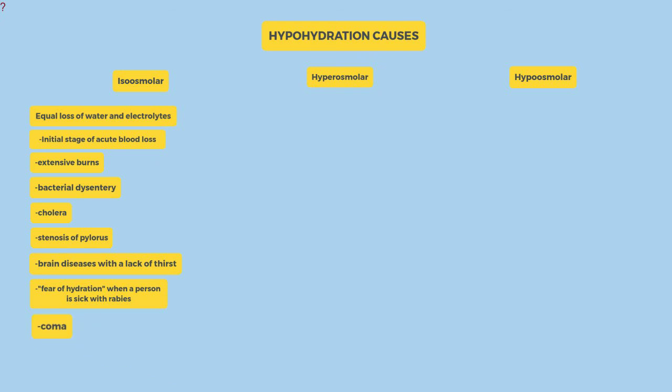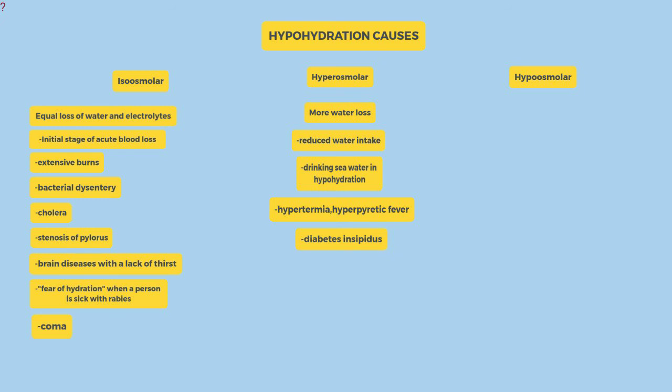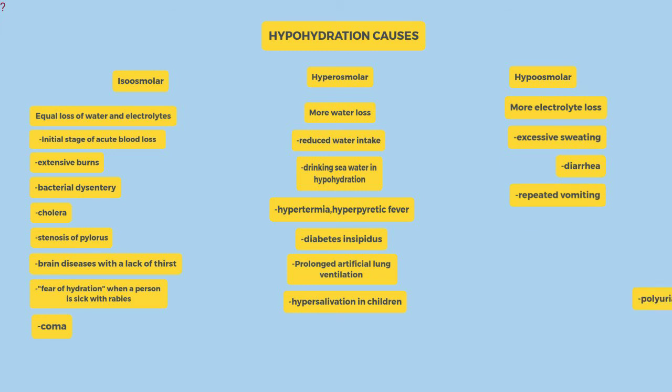With hyperosmolar hypohydration, there is more water loss. Causes of hyperosmolar hypohydration: reduced water intake, drinking seawater, hyperthermia, hyperpyretic fever, diabetes insipidus, prolonged artificial lung ventilation, hypersalivation in children. With hypoosmolar hypohydration, there is more electrolyte loss. Causes of hypoosmolar hypohydration: excessive sweating, diarrhea, repeated vomiting, polyuria, Addison's disease.